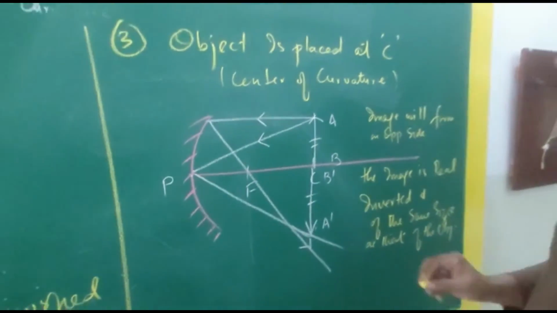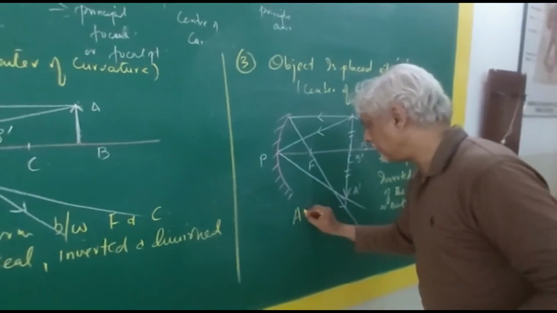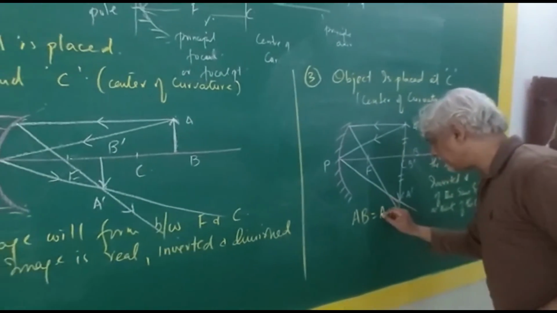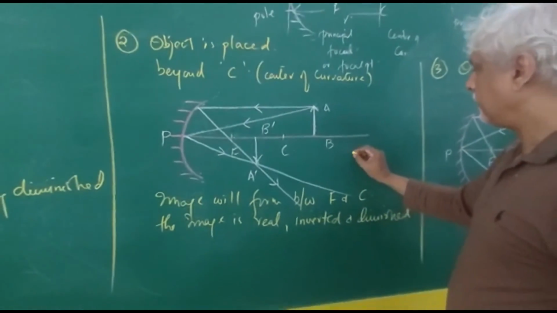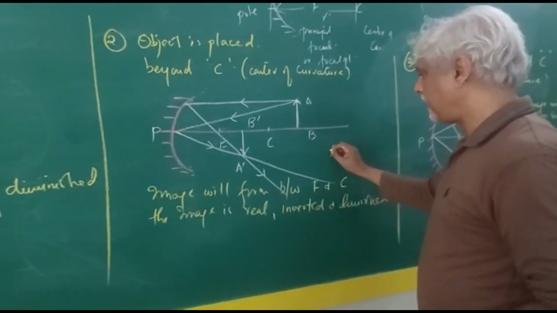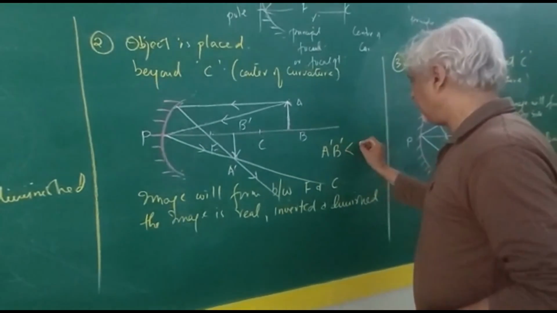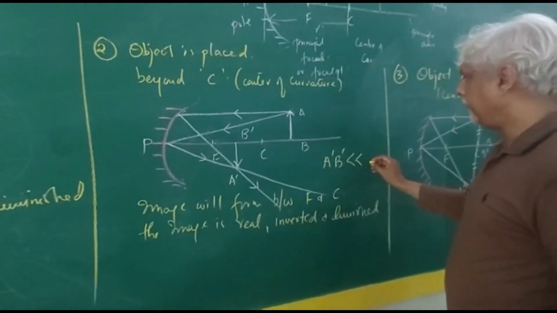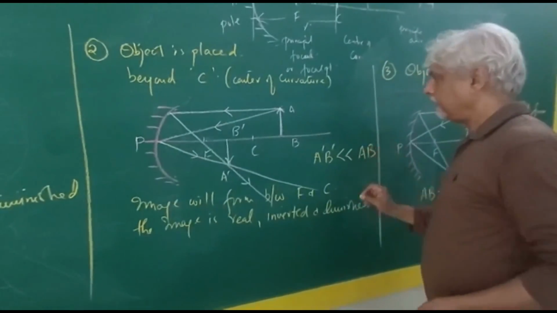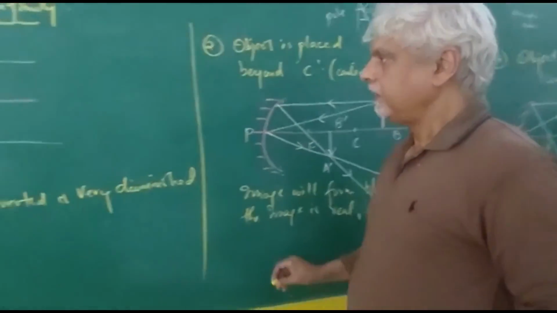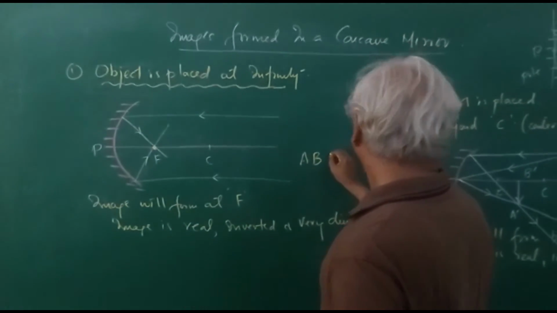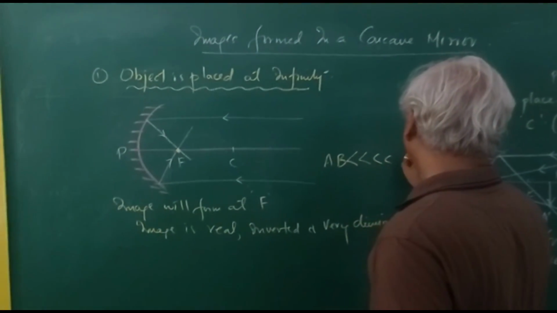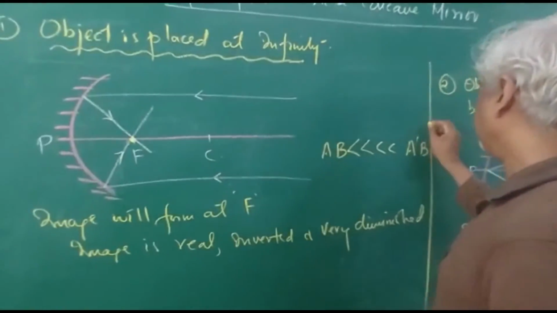So you can see that here in this case the image A dash B dash will be the same as AB. Over here, the image A dash B dash is very, very small as compared to AB, the object, and over here in this case the image AB is very, very small as compared to A dash B dash. Okay?